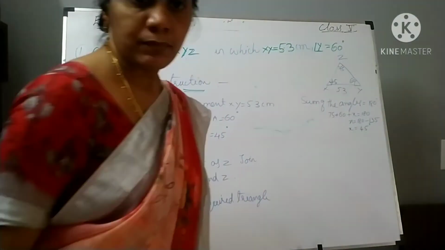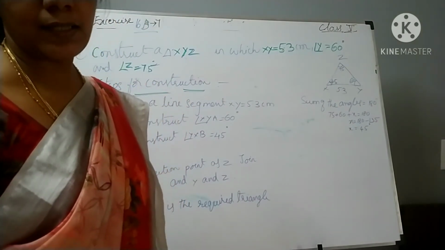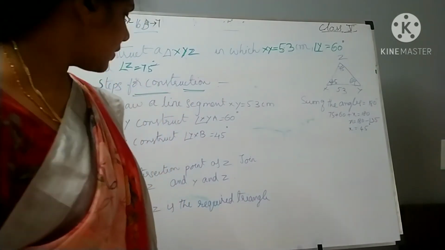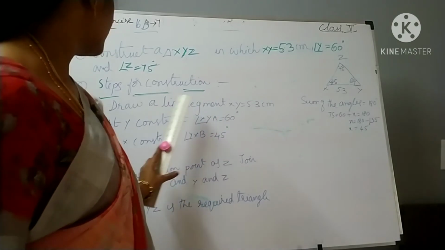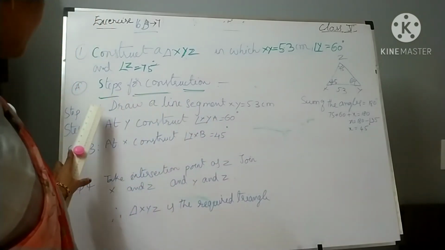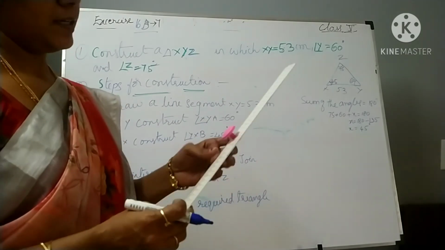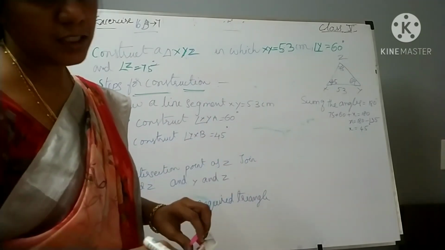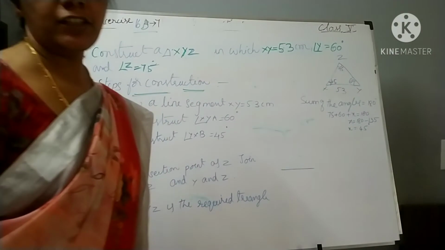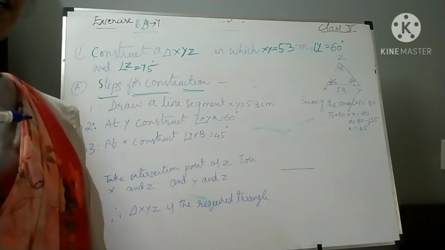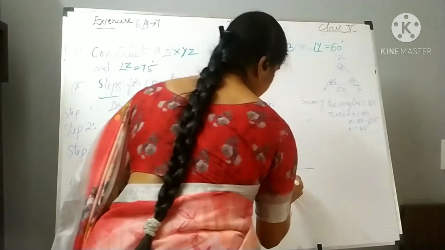Now you can construct easily, right? Now see, draw a line segment. See the steps for construction. First step, draw a line segment XY equal to 5.3 centimeters. Take a scale, measure 5.3 centimeters. That is your XY.